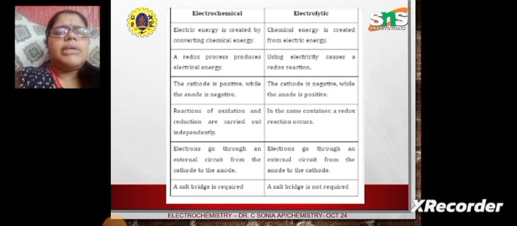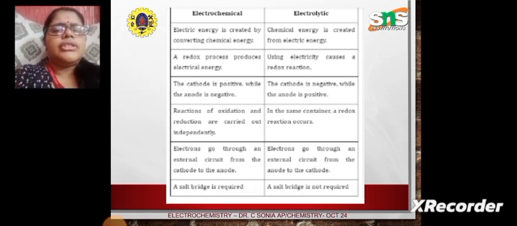In electrochemical cells, reactions of oxidation and reduction are carried out independently. In electrolytic cells, in the same container, a redox reaction occurs. In electrochemical cells, electrons go through an external circuit from the anode to cathode. In electrolytic cells, electrons go through an external circuit from the cathode to anode. And in electrochemical cells, a salt bridge is required. In electrolytic cells, a salt bridge is not required. Just winding off this topic.